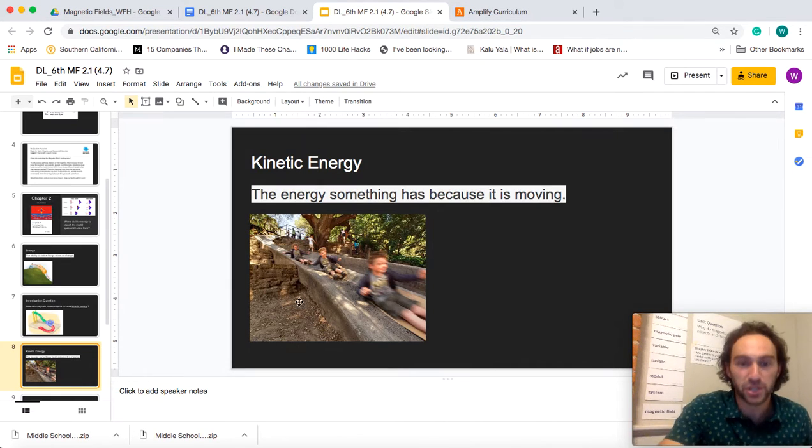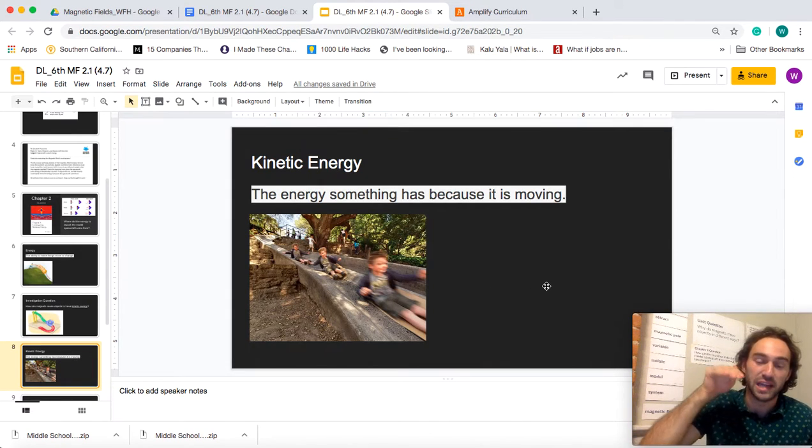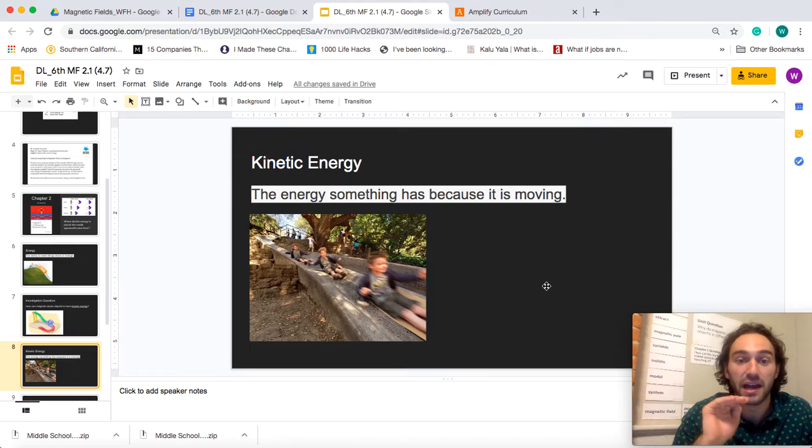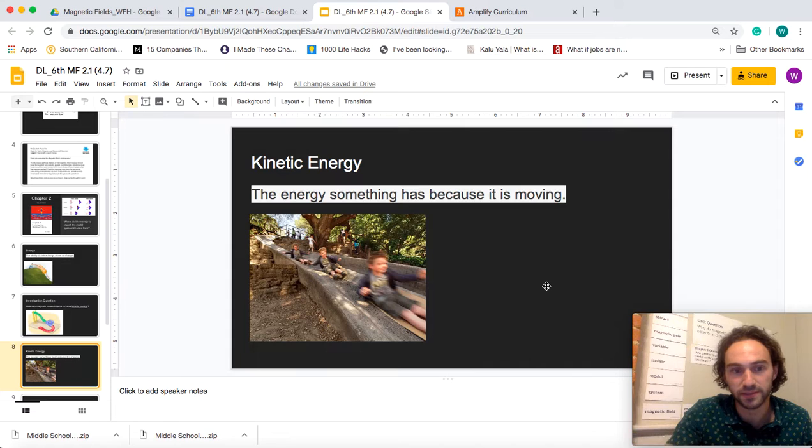So for example, this picture here has a young child sliding down the slides, or 3 different kids. What's causing these kids to slide down the slide is the kinetic energy they have, right? As they're going down the slide, they're actually increasing kinetic energy because they're moving faster and faster. So it's the energy something has because it is moving. Okay, so it has to do with movement.